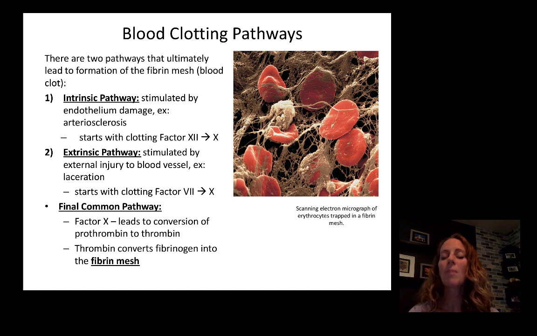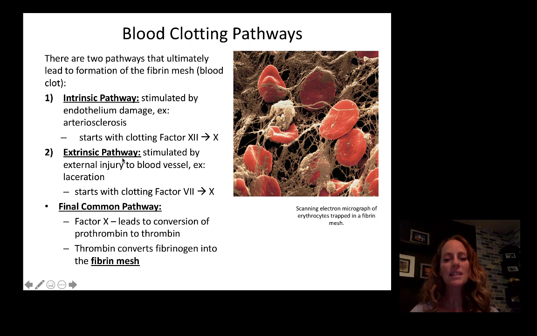The blood clotting pathways are complex. There are 2 pathways that ultimately lead to formation of this fibrin mesh forming the blood clot. There's an intrinsic pathway which is stimulated by endothelial damage, for example, arteriosclerosis. This starts with clotting factor 7 and goes to 10. Clotting factor 12 and goes to 10.